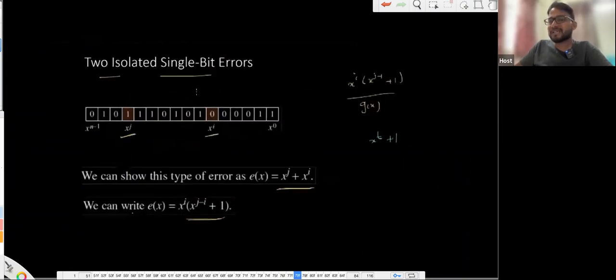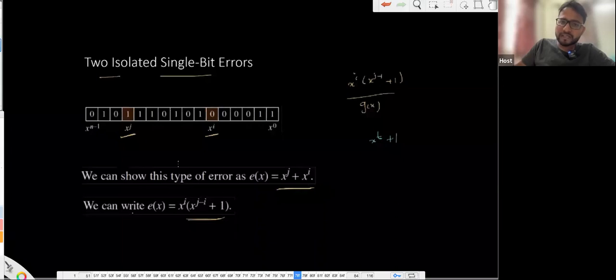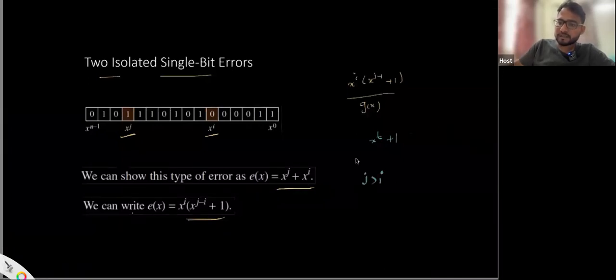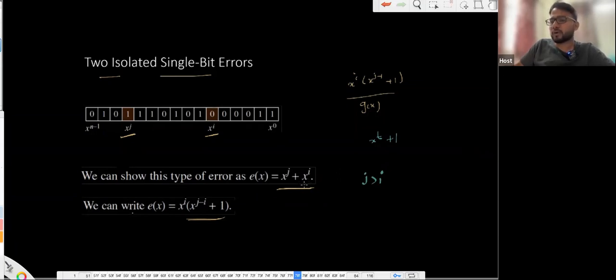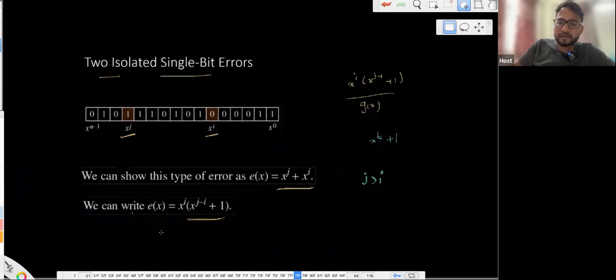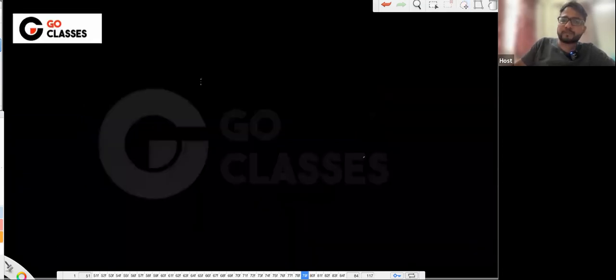Two isolated single bit errors. Isolated means that they could be independent. Okay, suppose that those errors are at I and j. So the error is of this form, where j is greater than I, right? Yes, not consecutive, maybe consecutive, may not be consecutive, I don't know, right? So, I mean, these are independent. Now, we want to detect this error, which is x power j plus x power I.